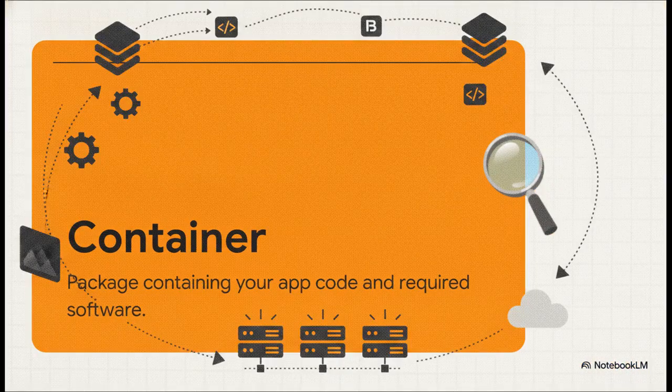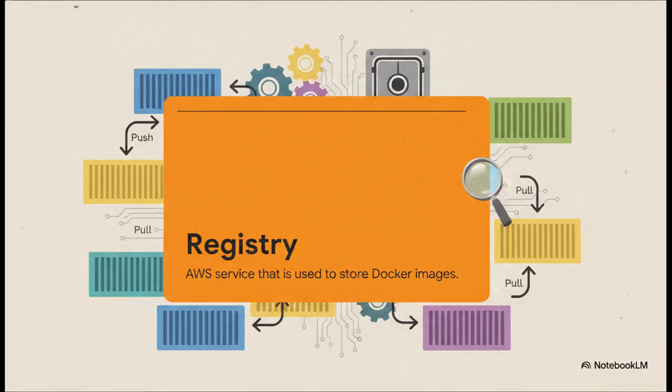Next up, the C is for container. This is just the standardized package holding your application and all its required dependencies. It's the magic wrapper that ensures your app runs identically, whether it's on a local dev laptop or a massive production server. And finally, the R is for registry. This is the dedicated, secure storage locker where these container packages actually live until they're needed. Put it all together, and you've got a fully managed, highly scalable vault for your application code.